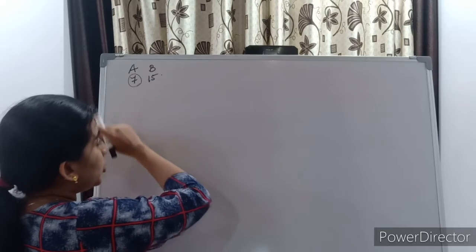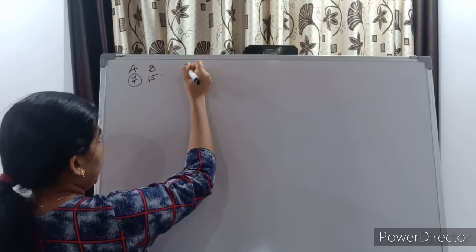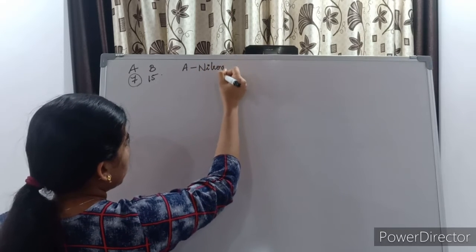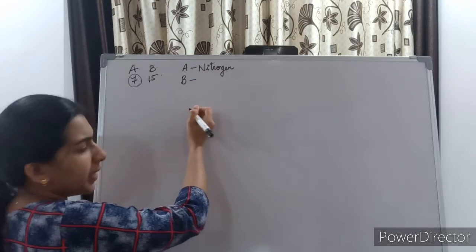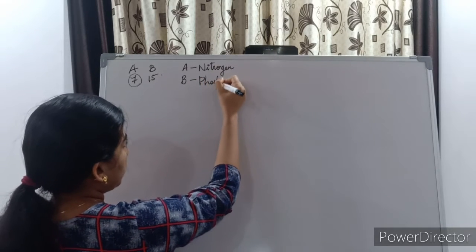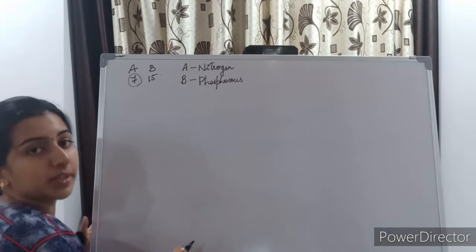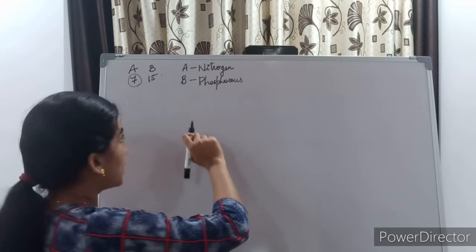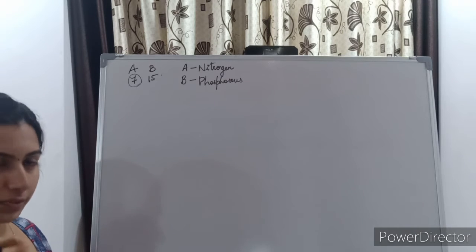Now, which element has atomic number 7? Yes, it is nitrogen. So A is nitrogen. Now what is B? The element with atomic number 15 is phosphorus. So the first question is done. What was the first question? Identify the elements. Yes, we have identified the elements. A is nitrogen and B is phosphorus. Next is writing the electronic configuration of these elements.